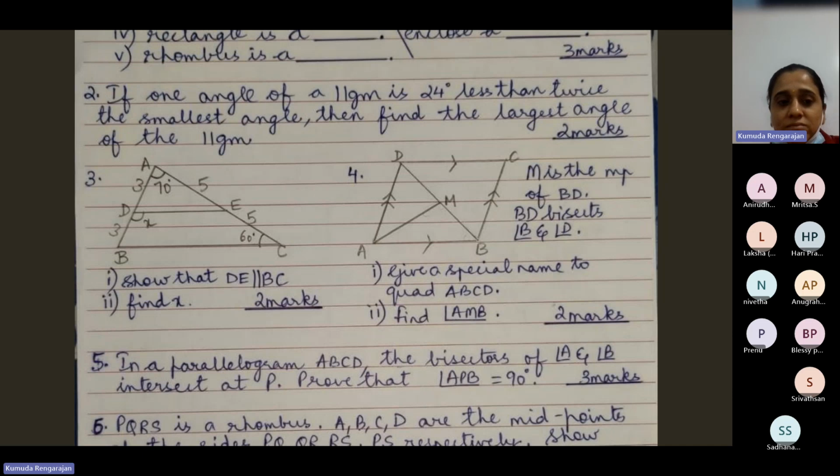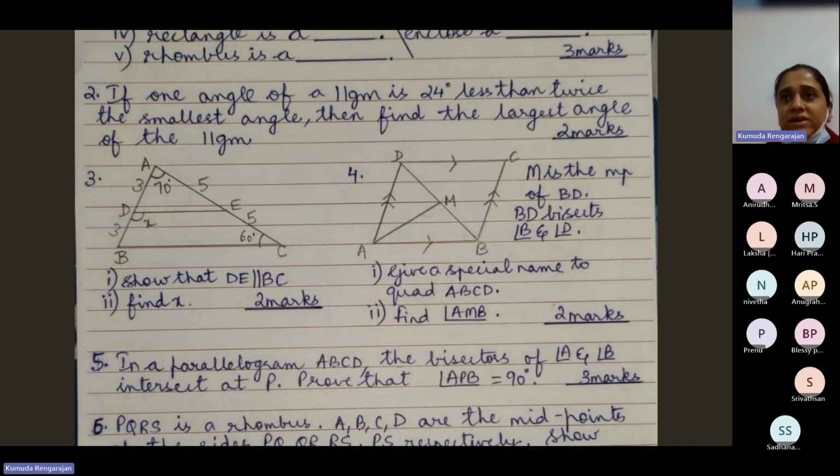Therefore, by the midpoint theorem, the line segment joining the midpoints, DE, is parallel to the third side. So DE is parallel to BC.